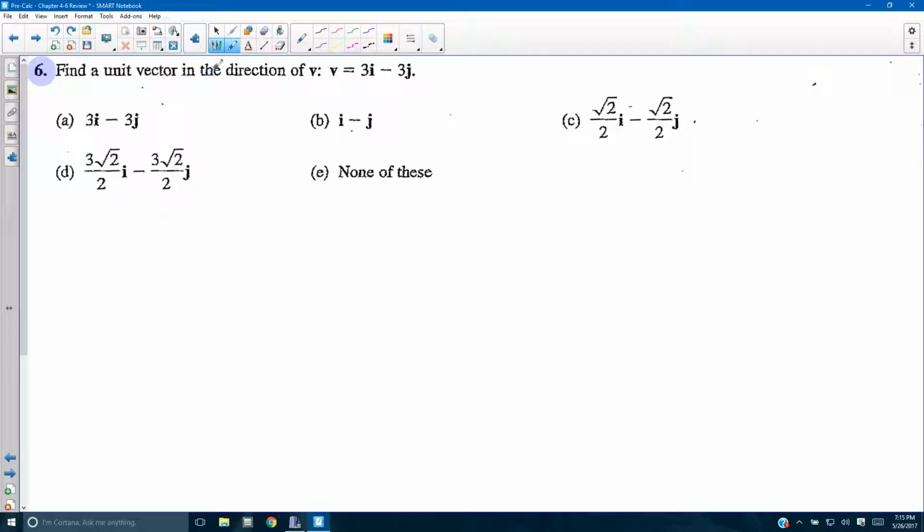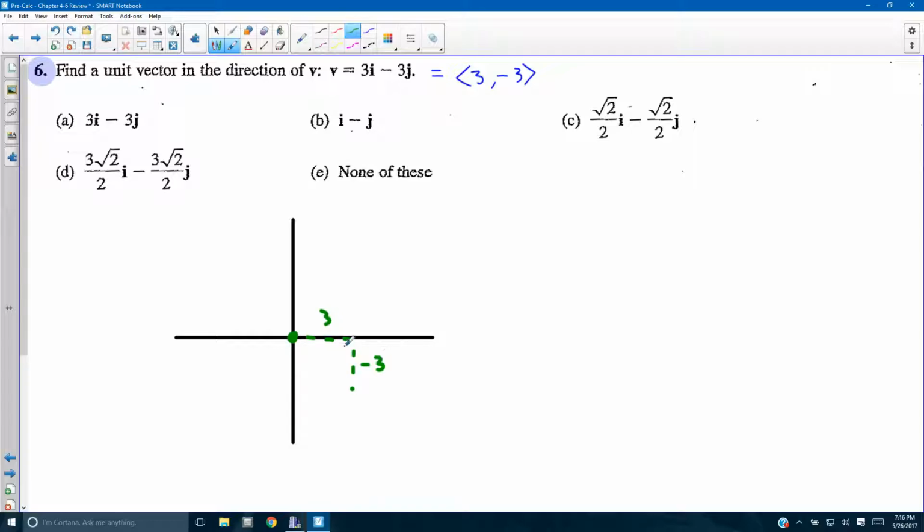Number 6, find a unit vector in the direction of v. Here's v, 3i minus 3j. What I'm going to do is start this vector at the origin because we can put it anywhere we'd like. 3i minus 3j is a linear combination that can also represent this thing in component form of <3, -3>. Meaning from tail to head, we start here, we will run 3, we will fall 3. That's <3, -3> right there. This is your vector v. Vector v looks like this.